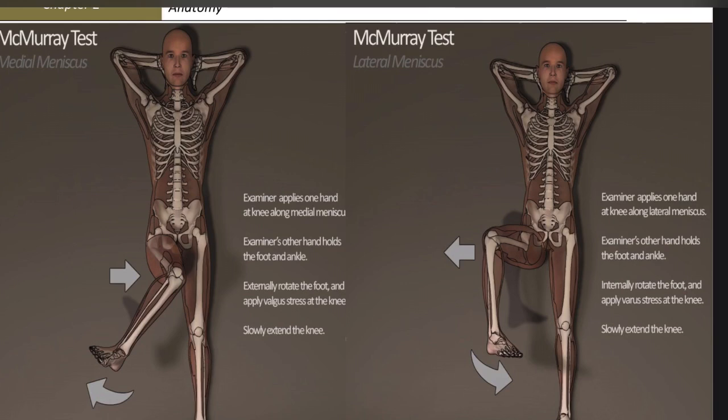In a positive test, we can see a palpable or audible click, pain or locking. Okay, next one.